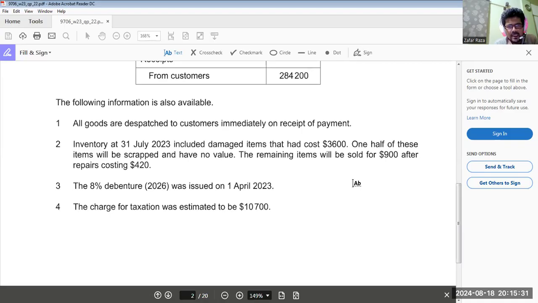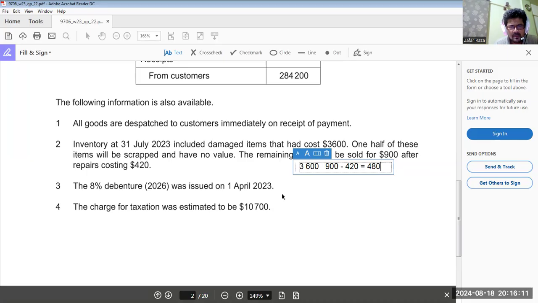All goods are dispatched to customers immediately on receipt of payment. Inventory at 31st July 2023 included damaged items that had cost 3,600. One half of these items will be scrapped and have no value. The remaining items will be sold for $900 after a repairing cost of 420. So the cost is 3,600, but the NRV is 900 minus 420. Getting my point clear? That is 480. This is NRV.